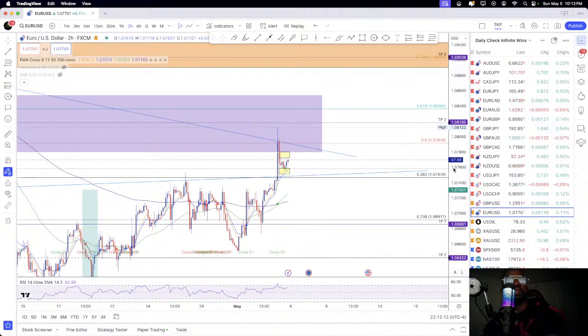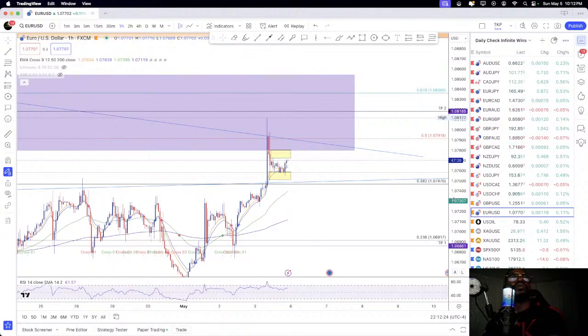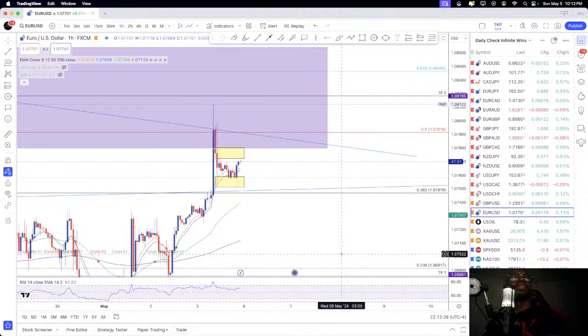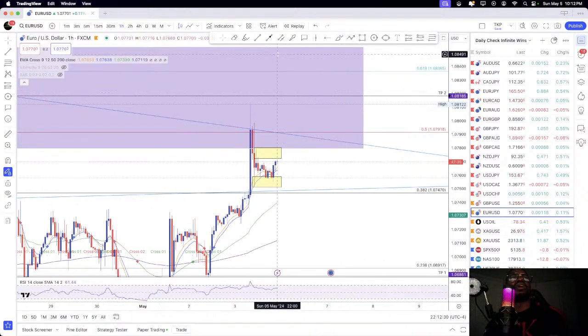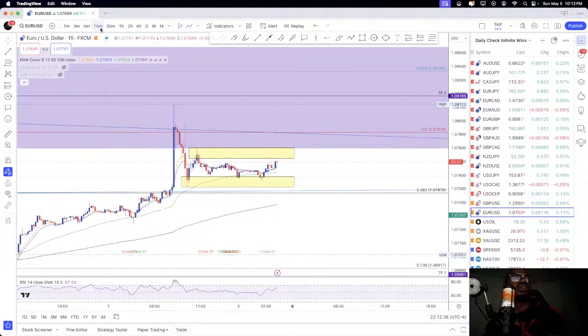It looks like we could be seeing a possible double top on the 2 hour. We already got one that formed on the 1 hour. And let's see, we could get a bull flag right here. Yeah, need to build some liquidity.